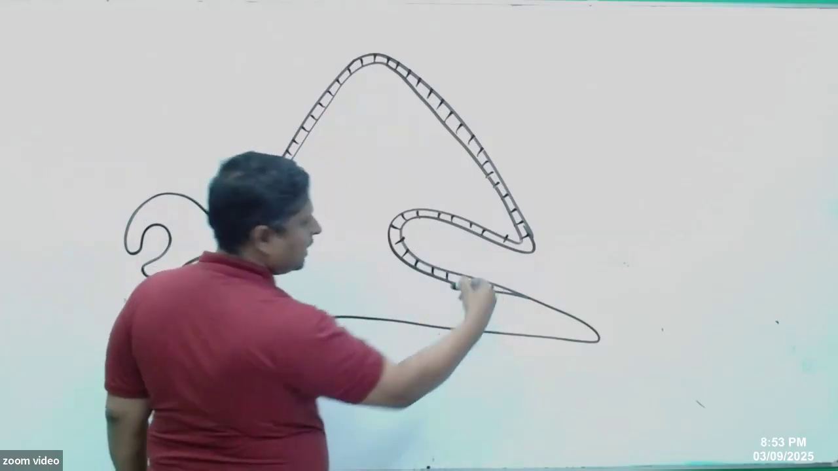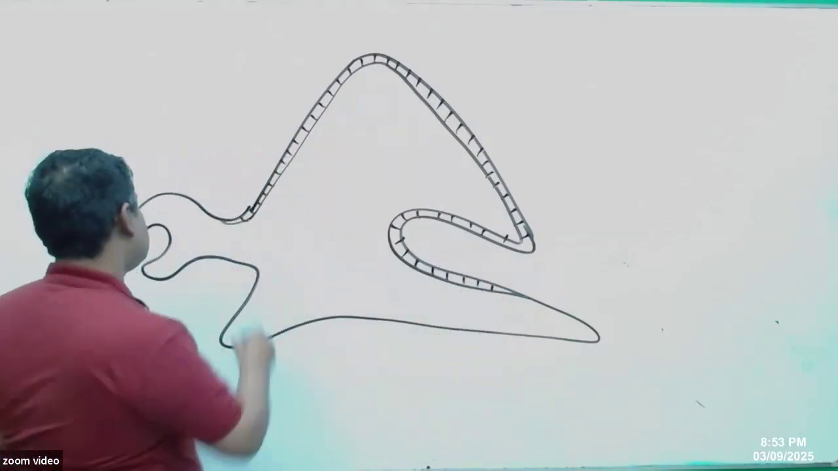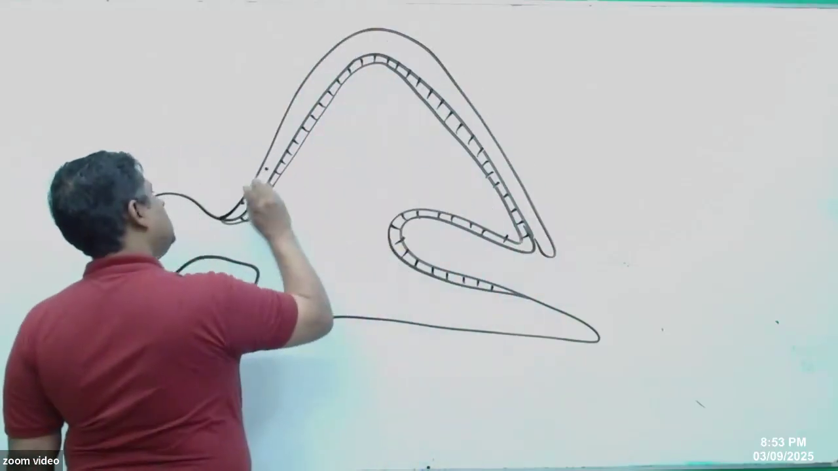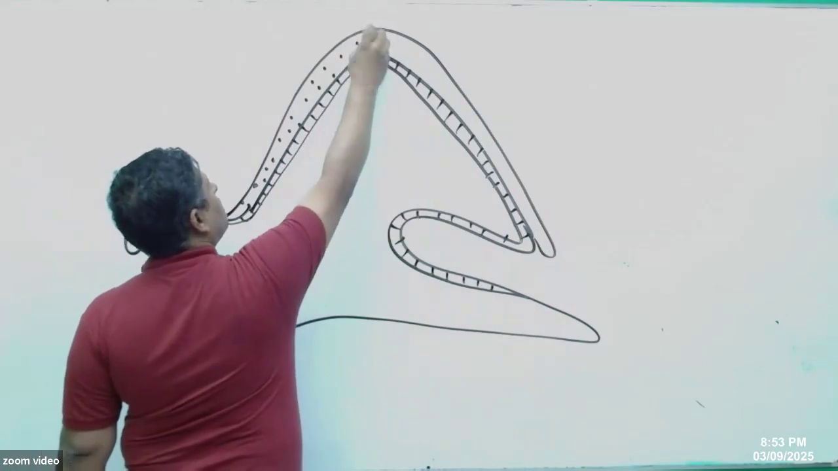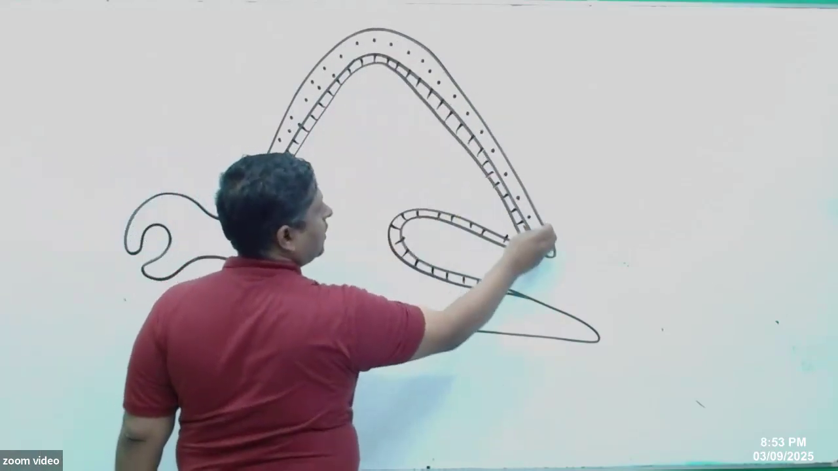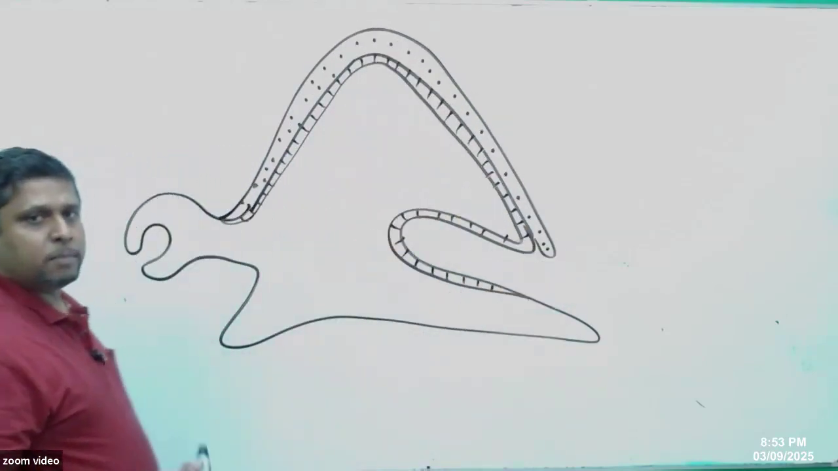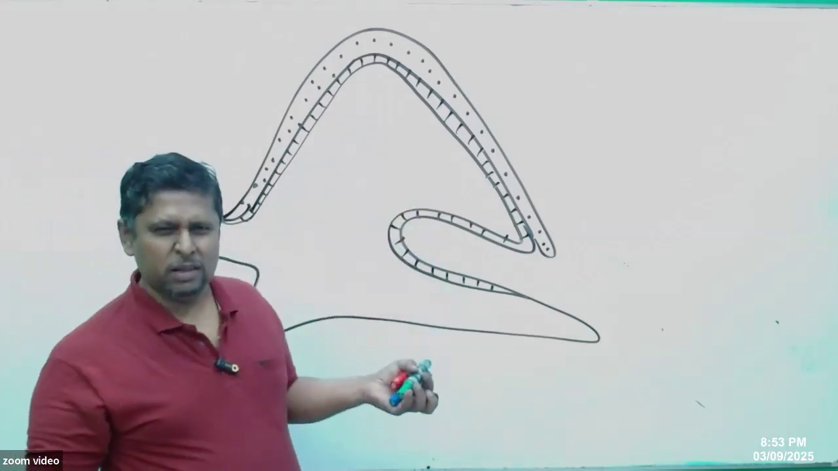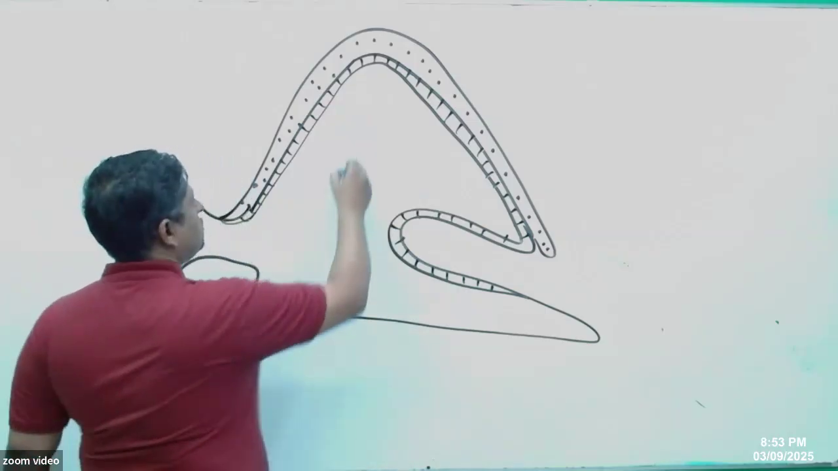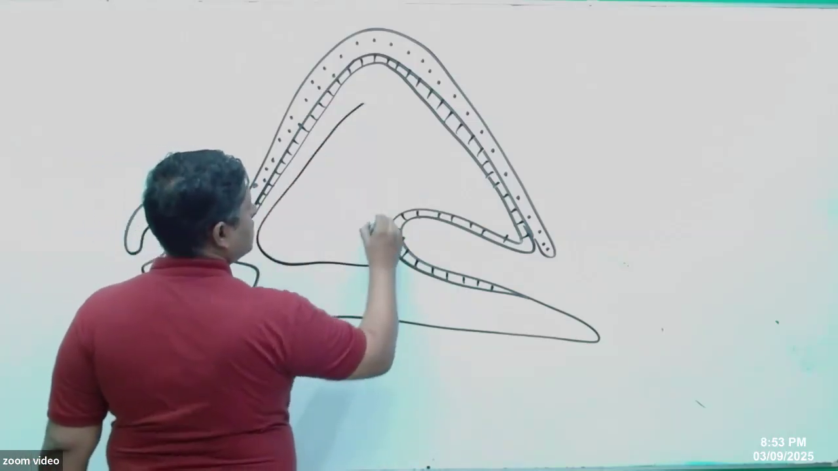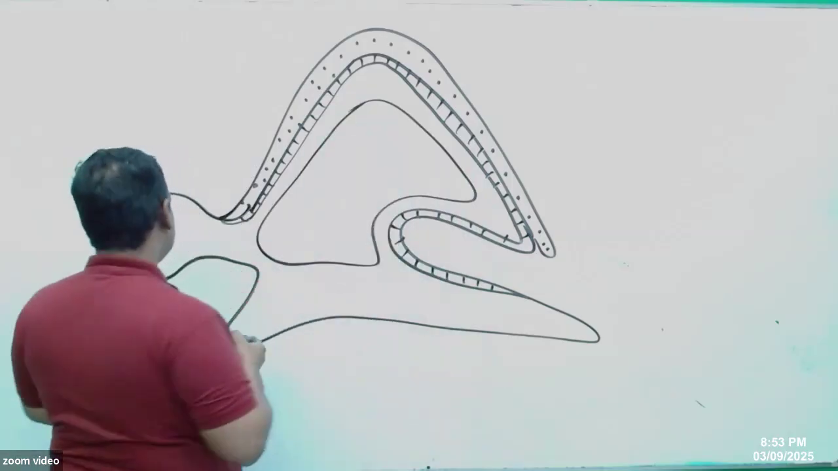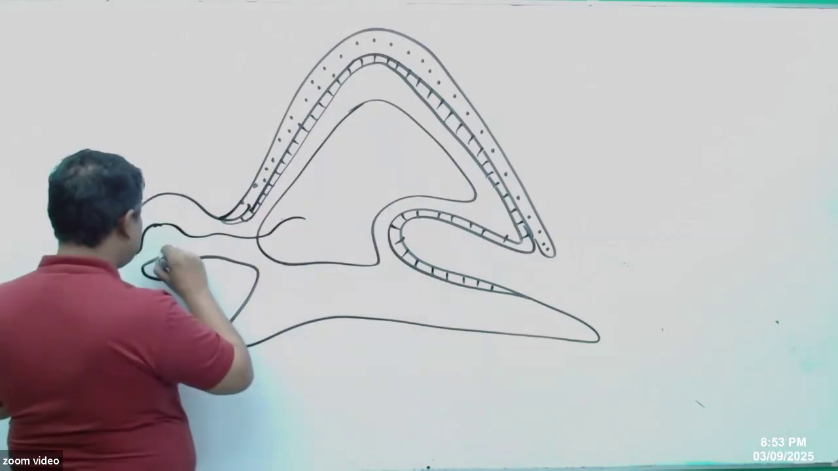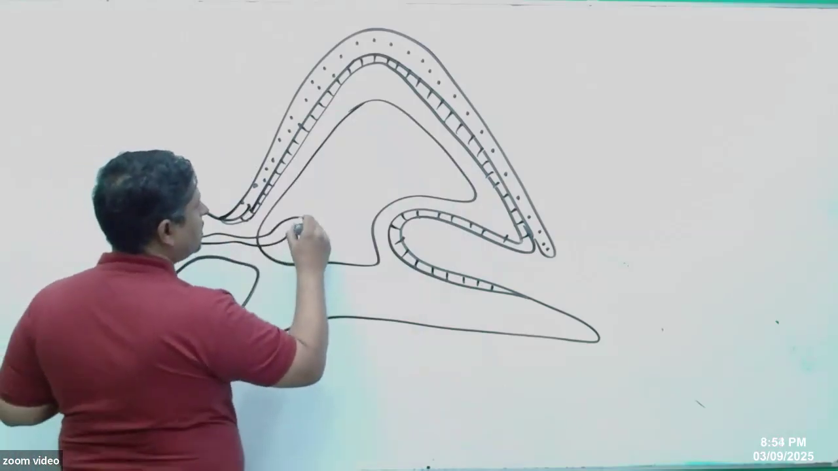So this is the mantle cavity. So this is the shell. This is a shell secreted by the mantle. This is the internal organ containing part. What do you call that? Visceral mass. This is the visceral mass. And then they have the GI tract, the stomach, those are present here.